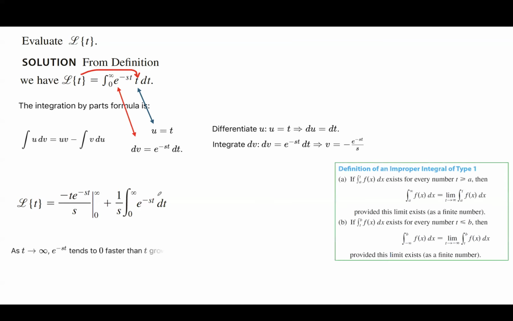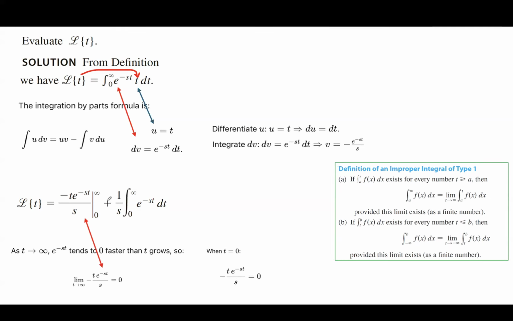Remember the definition of improper integral. Please note that as t goes to infinity, t times e to power negative st tends to 0. So for infinity, this term is 0. What happens if I plug in 0 for t? Obviously, I get 0 as well. So the first quantity here is nothing but 0.